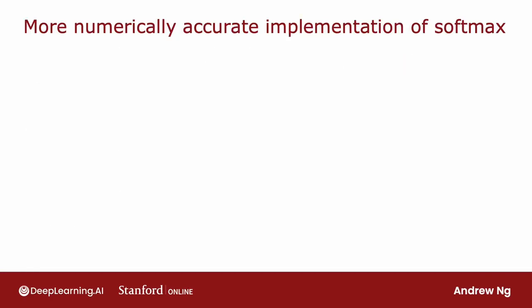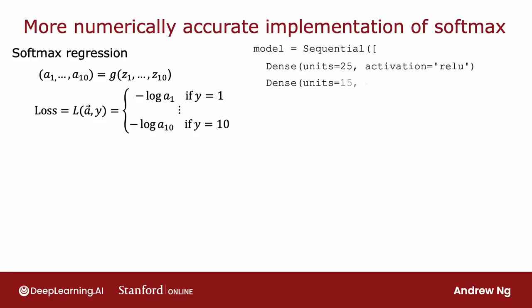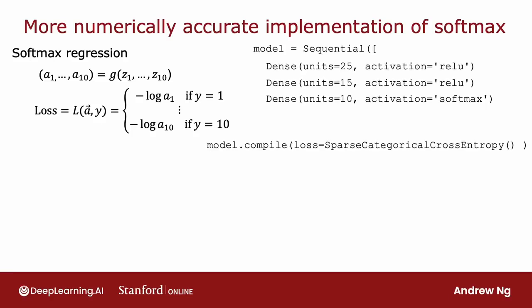Now, let's take this idea and apply it to softmax regression. Recall what you saw in the last video was you compute the activations as follows. The activations is g of z1 through z10, where a1, for example, is e to the z1 divided by the sum of the e to the zj's. And then the loss was this. Depending on the actual value of y, it is negative log of aj for one of the aj's. And so this was the code that we had to do this computation in 2 separate steps.